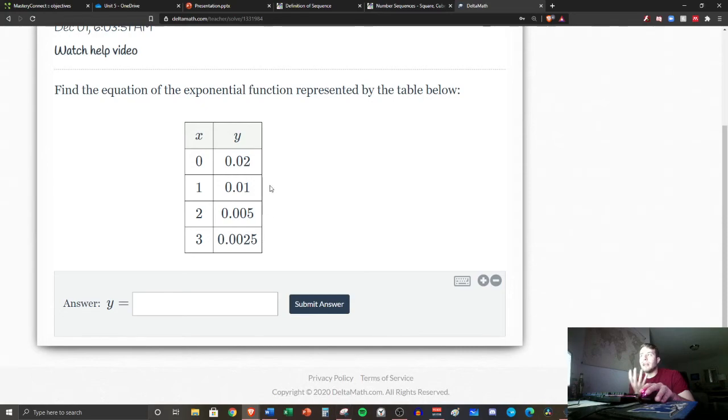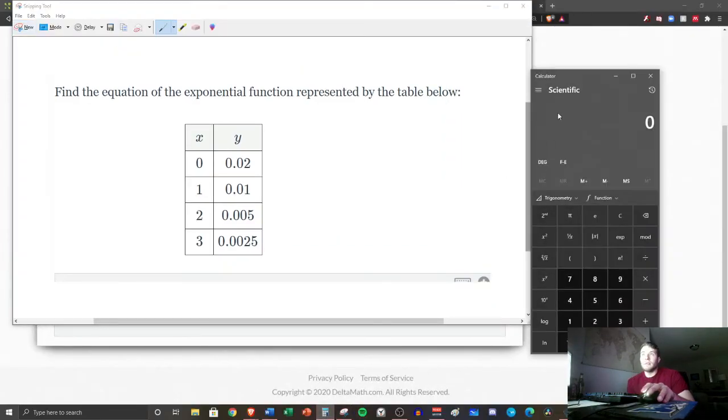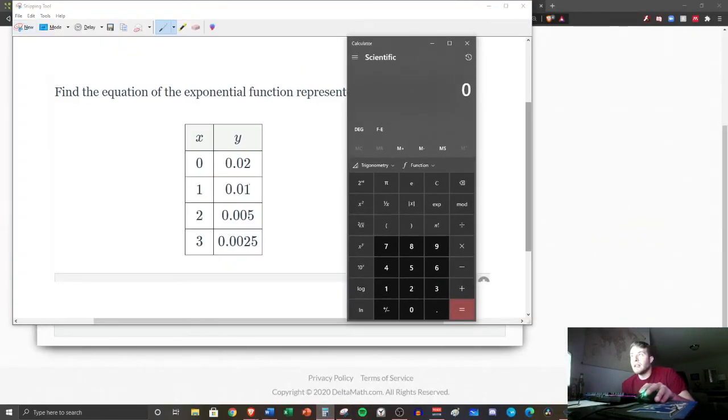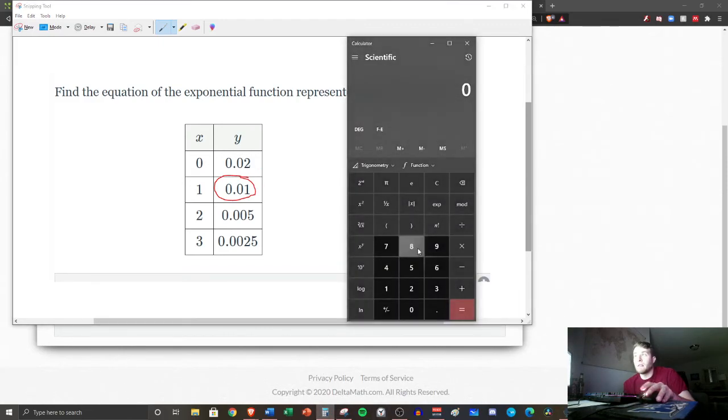So some of you may say, well, how do I find the common ratio if I'm looking at something that looks so complicated as this? Well, all you need to do, with a calculator, is take each of these and divide them, but you want to do the value before. So I'm going to take this divided by this second one here. So 0.01 divided by 0.02. There's our ratio.